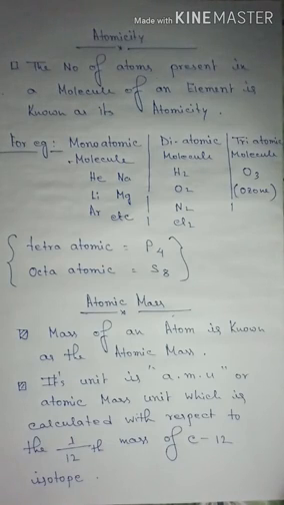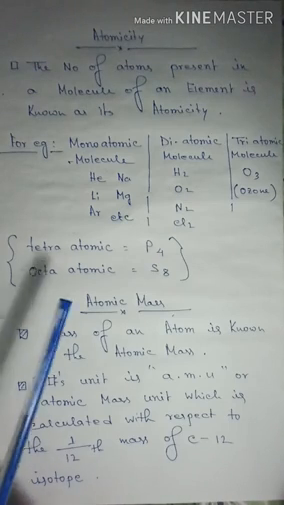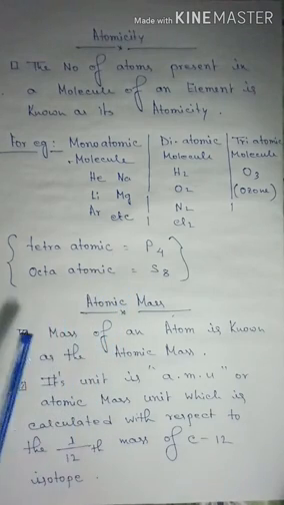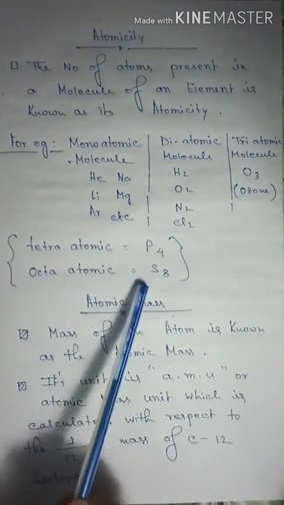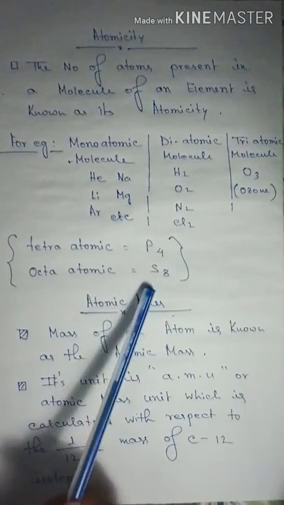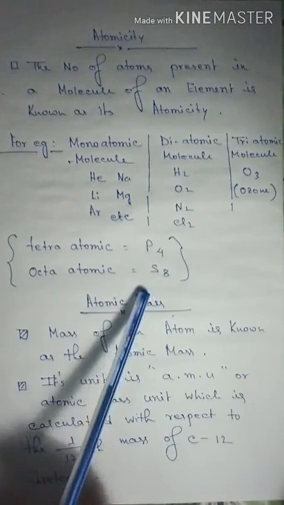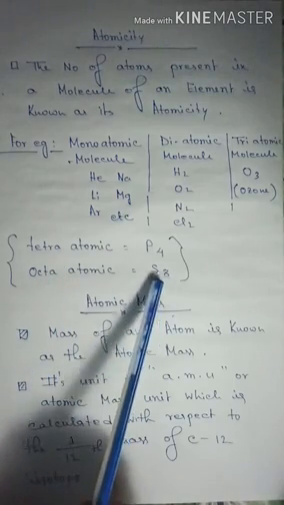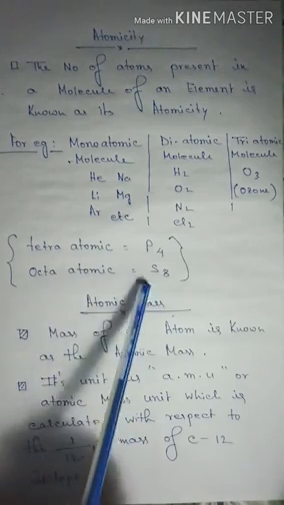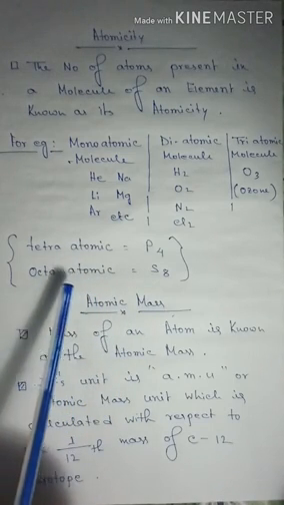Now, if a molecule of an element has four atoms, it will be called a tetraatomic molecule. Suppose, for example, phosphorus, P4. Now, if a molecule of an element has 8 atoms in itself, it will be called an octaatomic molecule. For example, we have sulfur. We know that sulfur has 8 atoms. 8 means octa. That is, it is an octaatomic element.